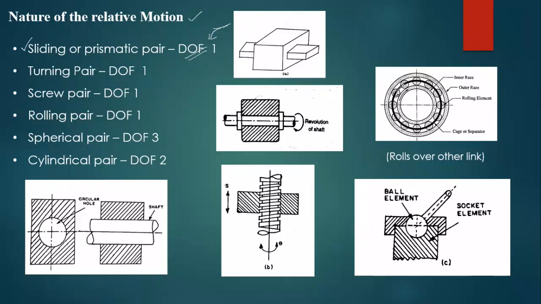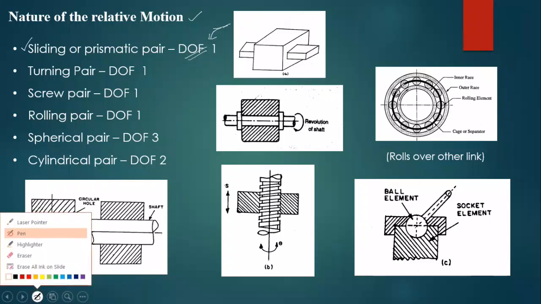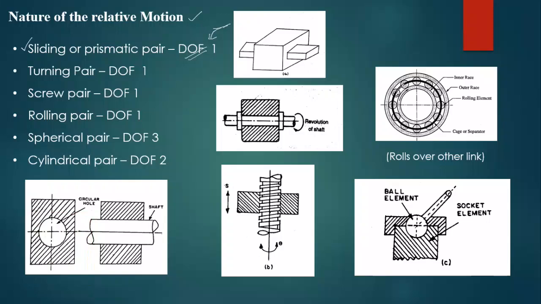Here this is a fixed box, and this one is link 2. Link 1 and link 2 have relative motion in a single direction, the horizontal direction. That is why the degree of freedom is equal to 1 in this case.